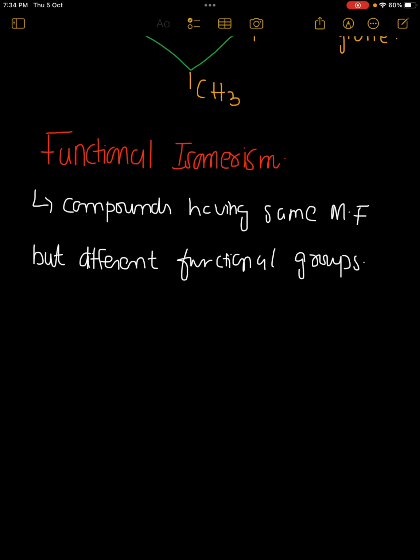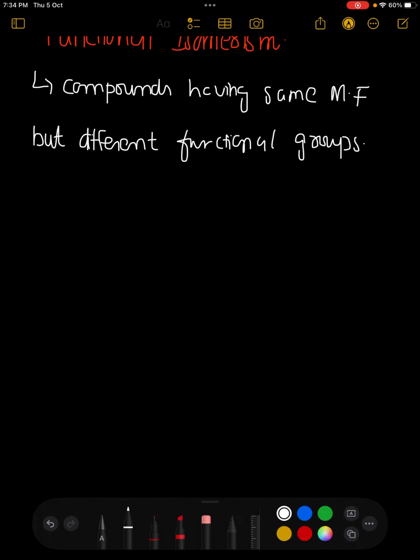For example, we have a formula C2H6O. Let's consider this is the formula. We need to make two different structures from this. So let's make the first structure of ether. What is the formula for ROR? So we make CH3OCH3. This is basically ether.